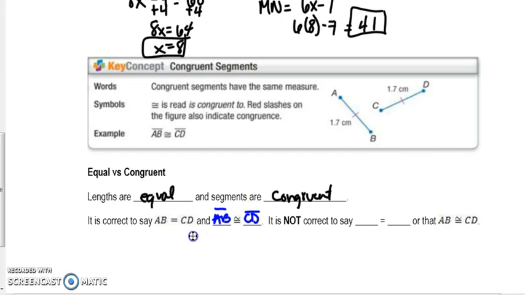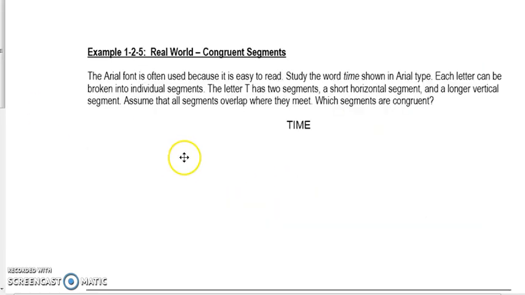But it wouldn't be correct to say that our segments are equal. So we don't put segments equal, we put segments congruent. The actual figure itself, we put them congruent. So this would be a value, and we want to make sure that it's equal, not congruent. So lengths or values are equal, segments, pictures, congruent. Okay. All right, so taking a look at this, the word time.